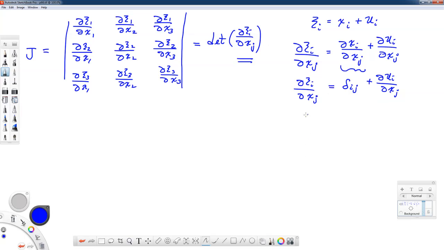Now at this point I'm also going to introduce another type of notation. I don't think we've seen this yet, and that is the comma to denote a partial derivative. So a lot of times in books and in papers you might also see this notation, u_i,j. And that comma denotes a partial derivative with respect to the spatial coordinate.